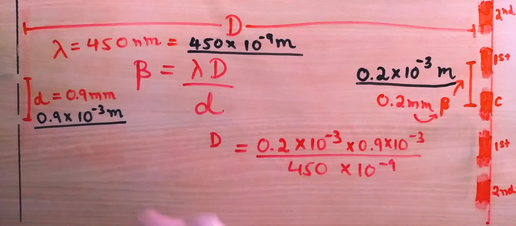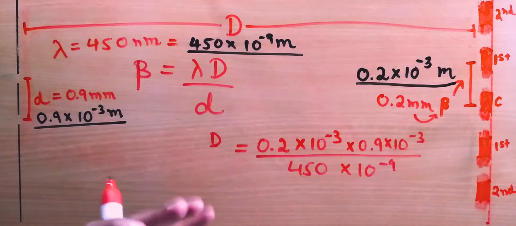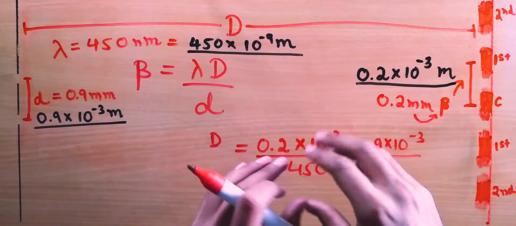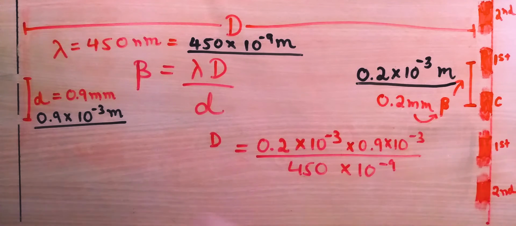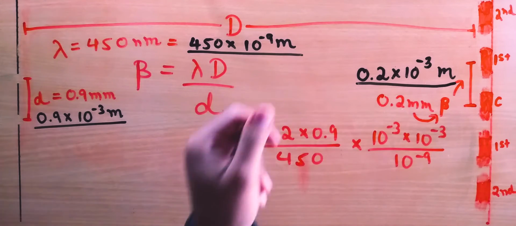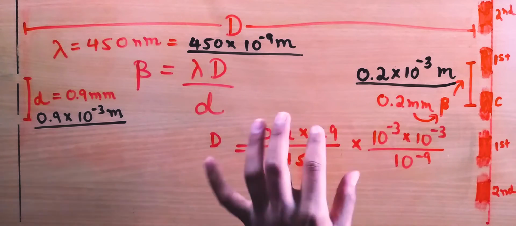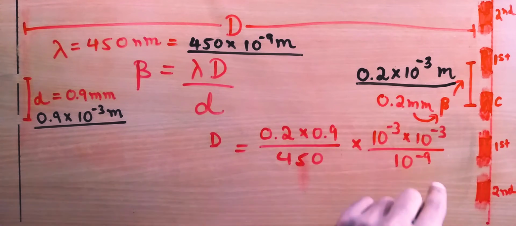Now I have solved it for D, but I need to solve this thing here into a very proper and neat number. So what I usually like doing is segregate the simple decimal numbers and the exponents into two different groups and then solve them individually. That is generally easier to solve. So here I separate them. There I go. So D equals 0.2 into 0.9 upon 450, that's the simple number part, into 10 raised to power minus 3 into 10 raised to power minus 3 upon 10 raised to power minus 9. So there are all the exponents there. Now I can solve this part first and then that part separately.